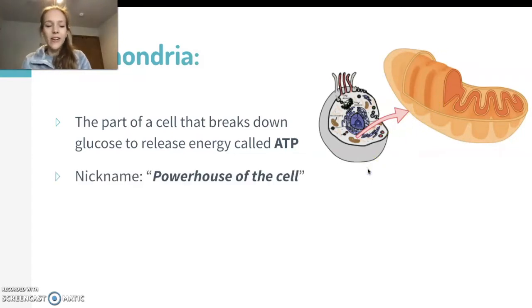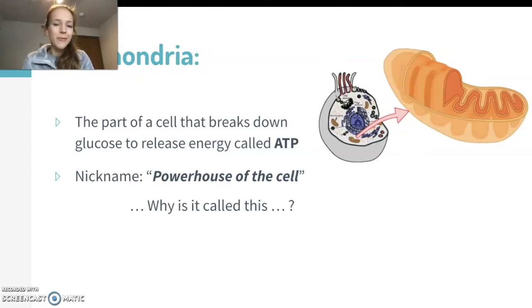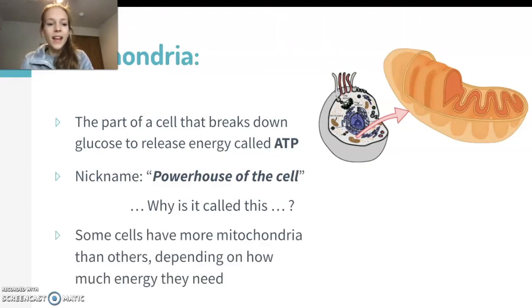Some people like to call mitochondria the powerhouse of the cell. Why might that be? I'll let you think about that. And the last thing I want to mention about mitochondria is that some cells have a lot more than others. And that ends up depending on how much energy the cell needs. Does it do a job that requires a lot of energy? Or does it only need a few because it doesn't require as much energy?